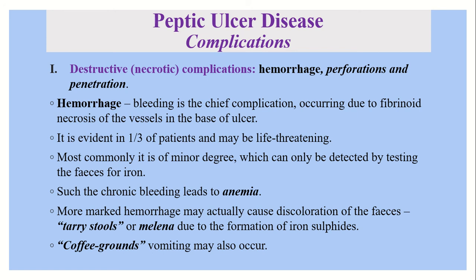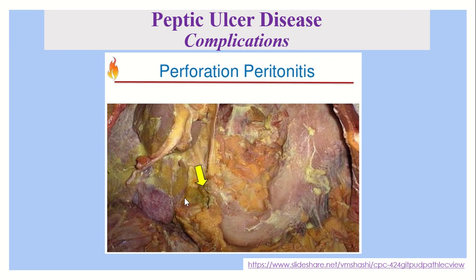Because this chronic bleeding leads to anemia. More marked hemorrhage may actually cause discoloration of the feces. We call it melena. Probably you remember from the hemocirculatory disturbances we discussed it, the tarry stools due to the formation of iron sulfates. Also, coffee-ground vomiting may occur here. Perforation is the rupture of the wall of the stomach, you see here. After this, the contents of the stomach open to the peritoneal cavity, leading to the development of peritonitis.